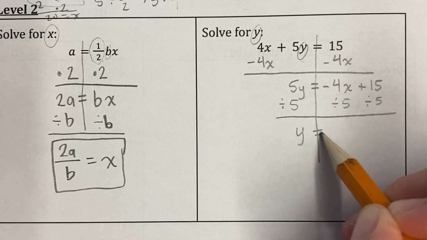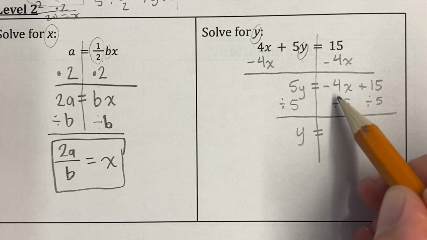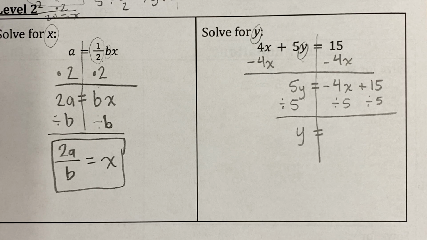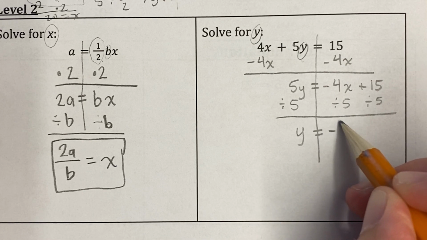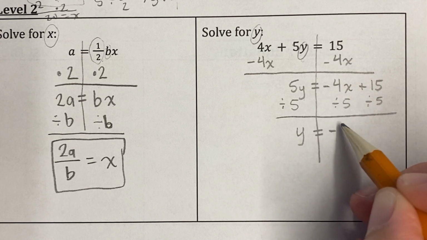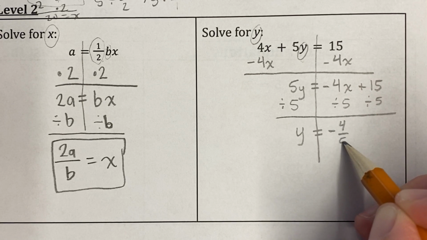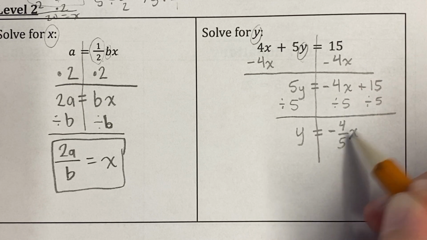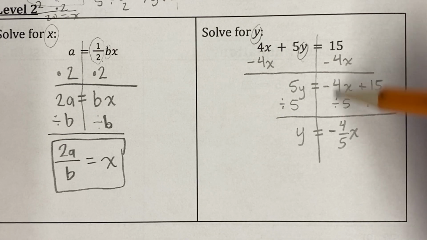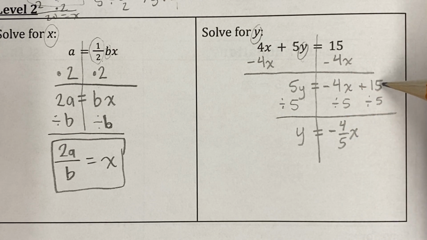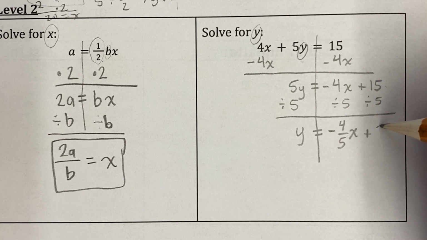So y equals negative 4 divided by 5. That doesn't divide evenly. So I'm just going to leave it as negative. Negative divided by positive is negative. 4 over 5. I'm leaving it as a fraction, x, because it doesn't divide evenly. This divides evenly though. This is positive 15 divided by 5, and that's 3. And this is my answer.